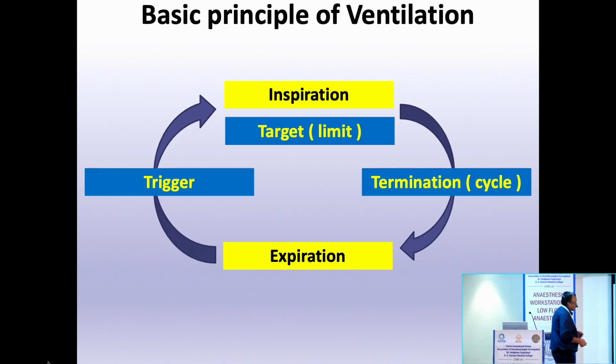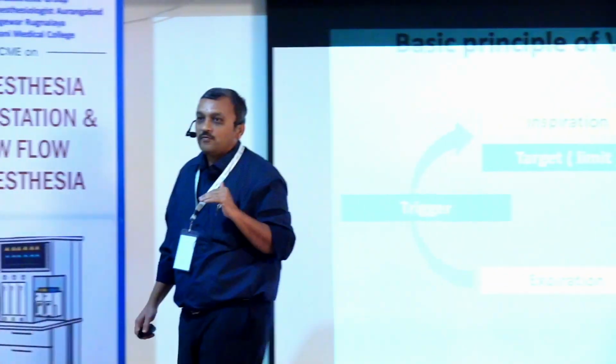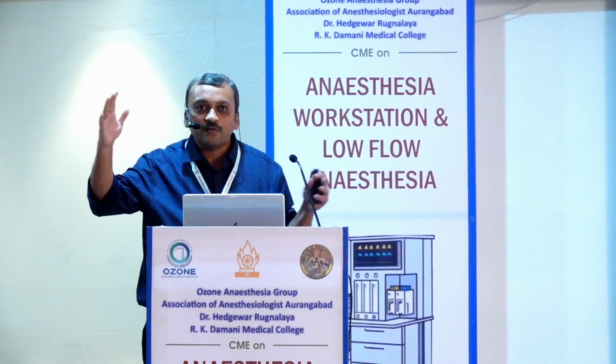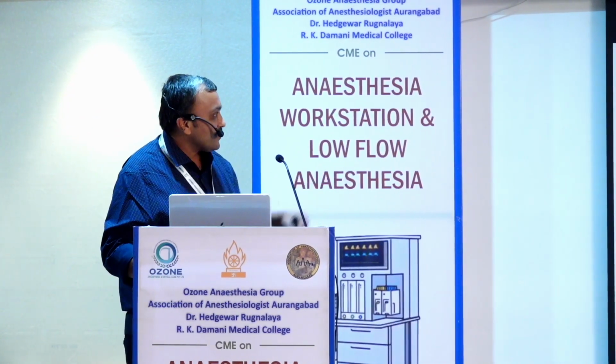For example, if it's a pressure control ventilation, your target is when I achieve 20 centimeters of pressure. In volume control, your target is, say, volume. I have given a 500 ml tidal volume, that is what I'm going to give. See, so that becomes very straightforward.